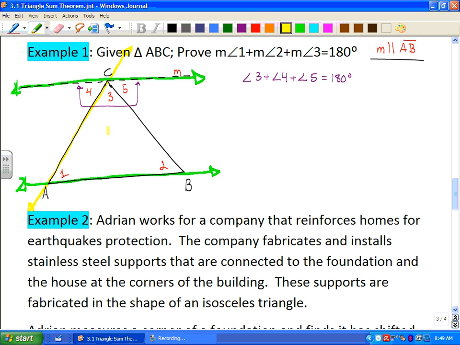Now, angle 1 is equal to angle 4. They are alternate interior angles. All right. BC is another transversal that divides two parallel lines, which tells me that angle 2 and angle 5 are alternate interior angles.